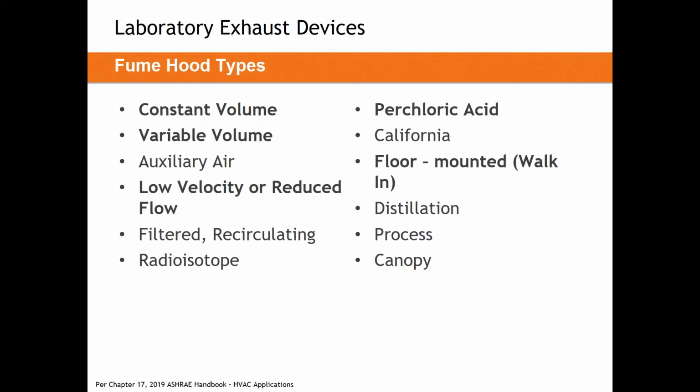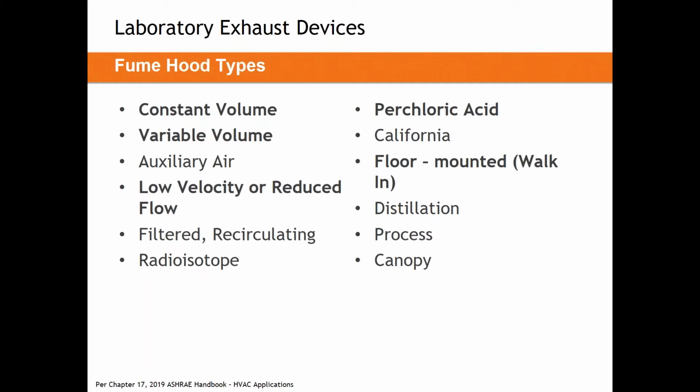Fume hoods come in a lot of shapes and sizes and a lot of different types. You can have small 3 or 4 foot hoods. You can have up to 10 foot or 12 foot wide walk-in fume hoods for certain applications. The ASHRAE Handbook breaks these down into several different categories. I've bolded the ones we'd like to talk about most today. That's constant volume and variable volume. We'll also talk a little bit about low velocity or reduced flow hoods. We're going to talk about floor mounted hoods as well, just a little bit, and we'll spend some time on perchloric acid hoods as well.